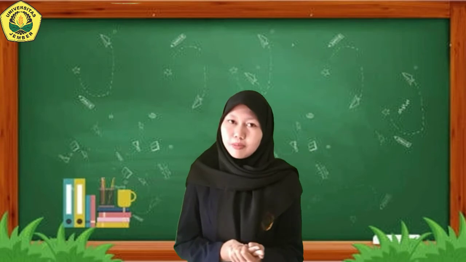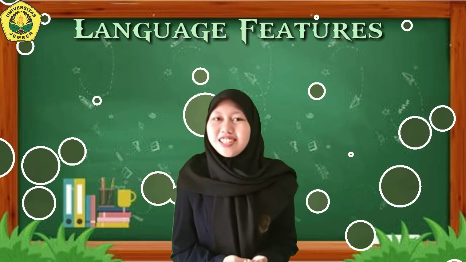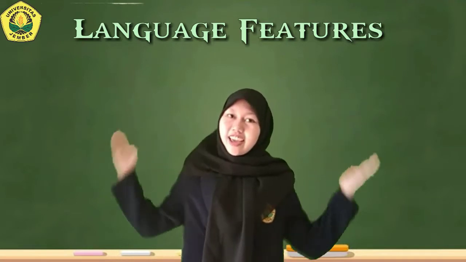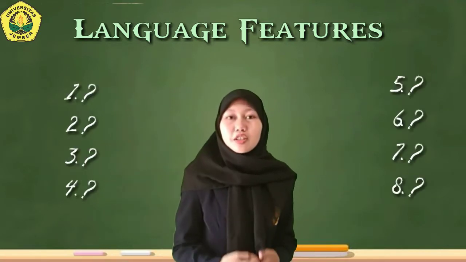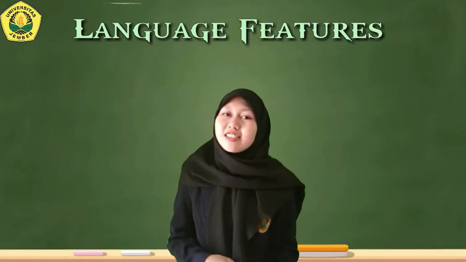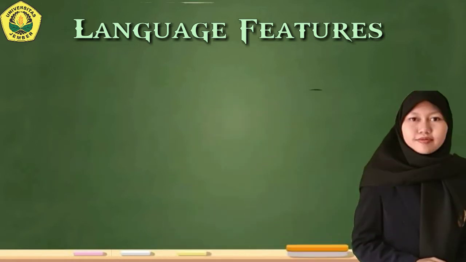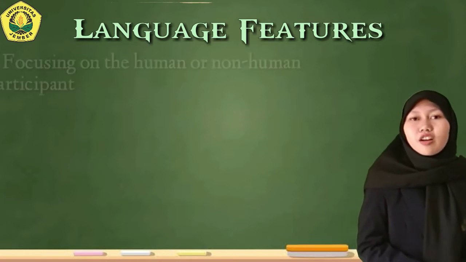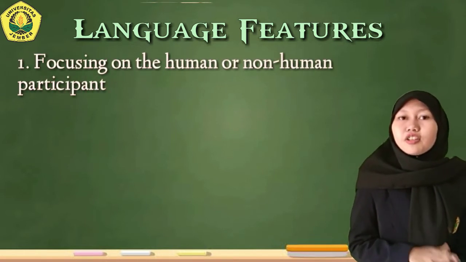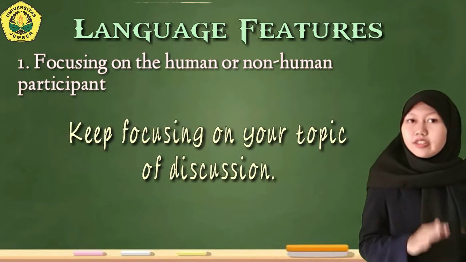Next, we are going to talk about the language features of analytical exposition text. Let's go over language features. There are 8 language features that we are going to talk about in analytical exposition text. Let's discuss the first one first, shall we? The first one is focusing on the human or non-human participants. Basically, you need to focus on your topic of discussion.